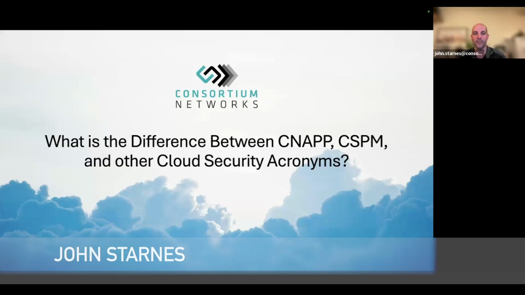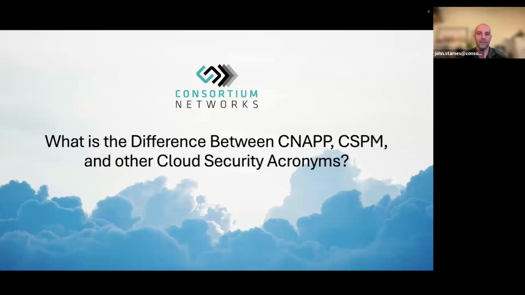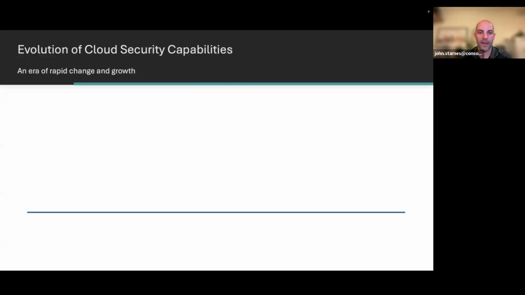And I'm here today to talk about the difference between CNAPP, CSPM, and other cloud security acronyms, as this is a very confusing space filled with many different acronyms and many different capabilities. So first, I'll talk about the evolution of cloud security capabilities and kind of what's happened over the last 15 years or so. First, in 2006, AWS released the Cloud Security Shared Responsibility model.